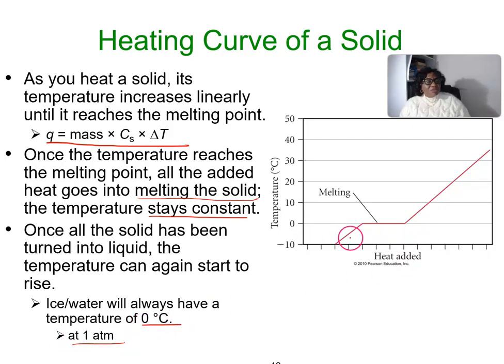So we are going to still do this. Q1 equals MC delta T. Then this is Q2 equals delta H fusion times n. Then this is Q3, MC delta T.